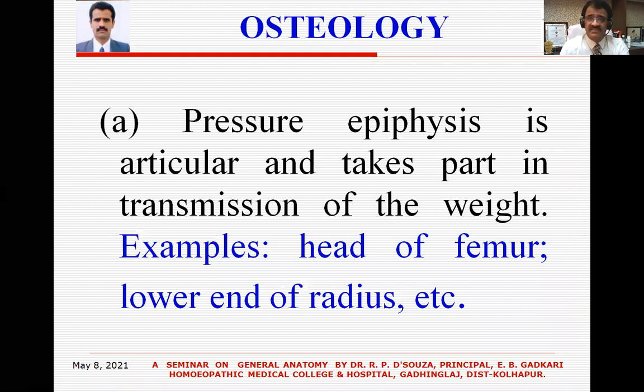First is pressure epiphysis. It is the articular end of the bone. That means the part of the bone which takes part in the formation of a joint. So it is called articular, and it takes part in transmission of weight due to formation of the joint. For example, head of femur, lower end of radius. In case of humerus, there are two ends which take part in formation of the shoulder joint and elbow joint. So those are all pressure epiphyses.